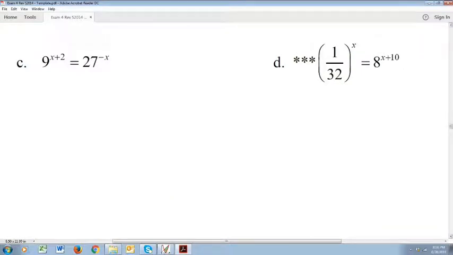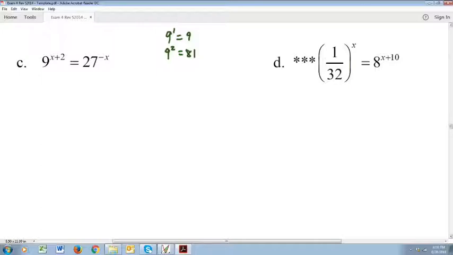So both of these problems are similar to that one. We're going to be able to get our bases to be the same. Look at letter C here. Unfortunately, if you look at the powers of 9, 9 to the first is 9, and 9 squared is 81. We can't write 27 as 9 to some nice power. So we're going to have to change our base.